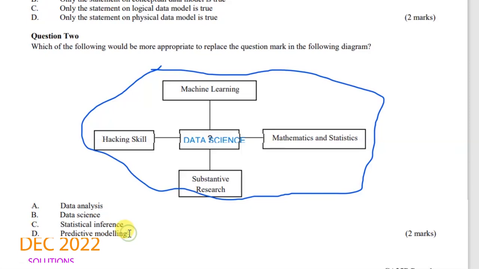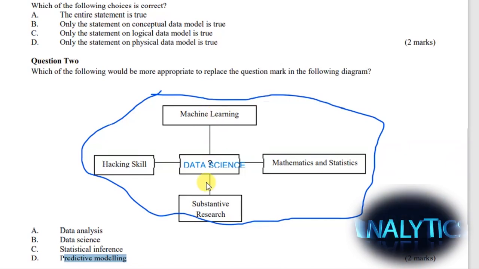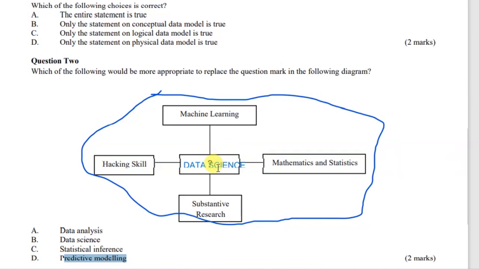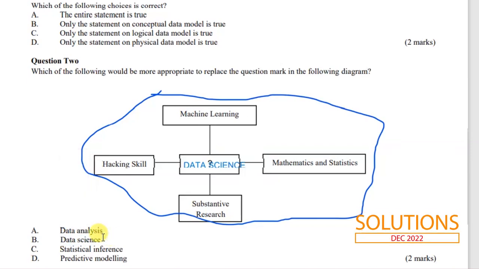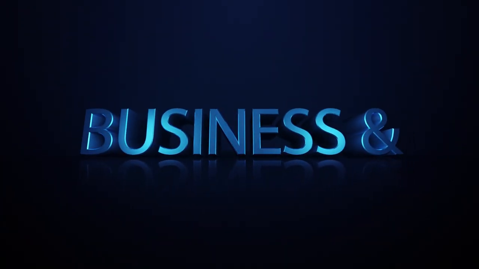Then lastly, we have predictive modeling. Predictive modeling is not the answer because it is a branch of machine learning. Predictive modeling is a branch of machine learning that includes utilizing statistical models and algorithms to forecast future occurrences. So if predictive modeling is a branch of machine learning, then the field cannot replace the question mark at the center. That leaves us with B, data science. Data science is the answer. Thank you.